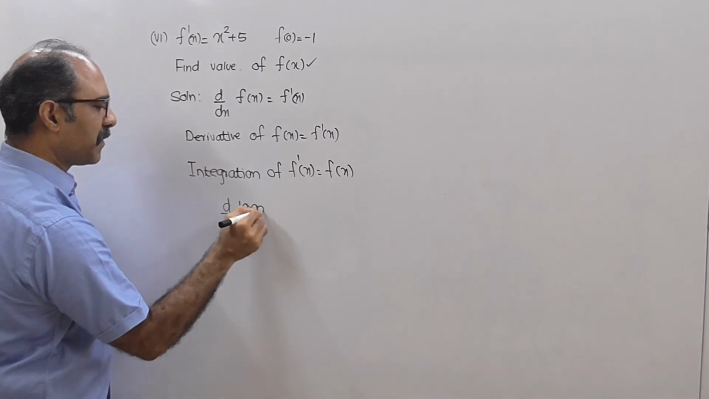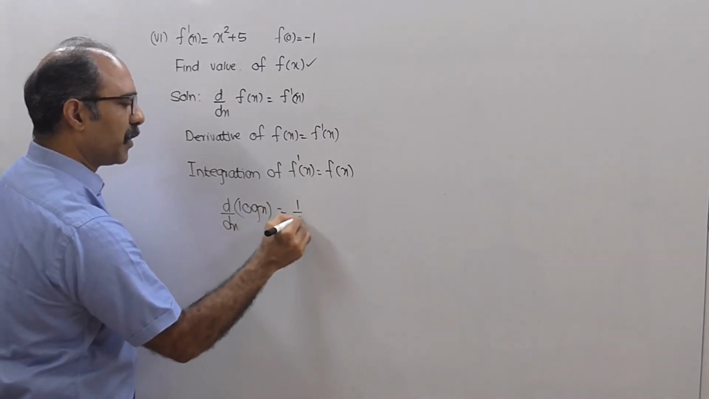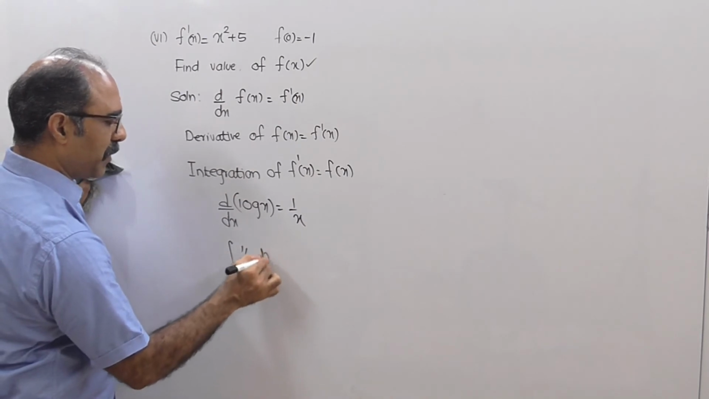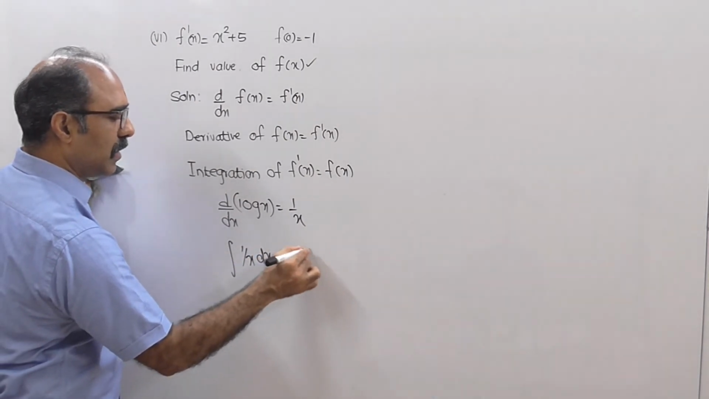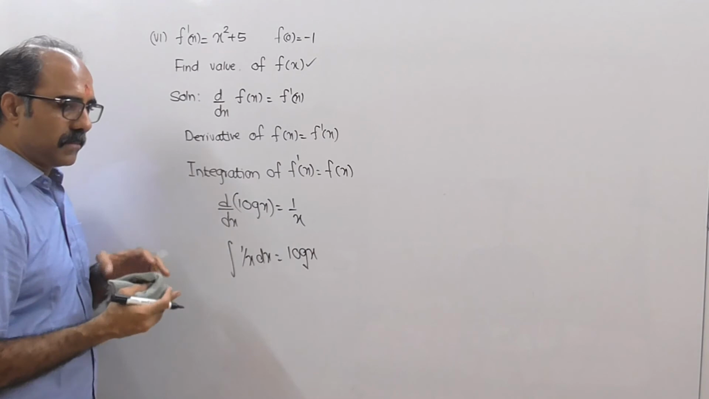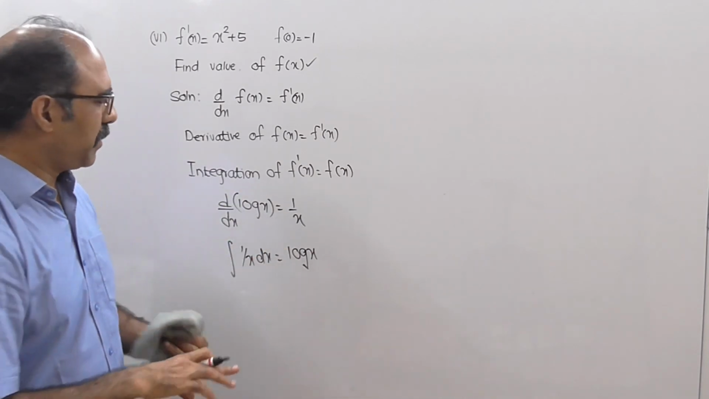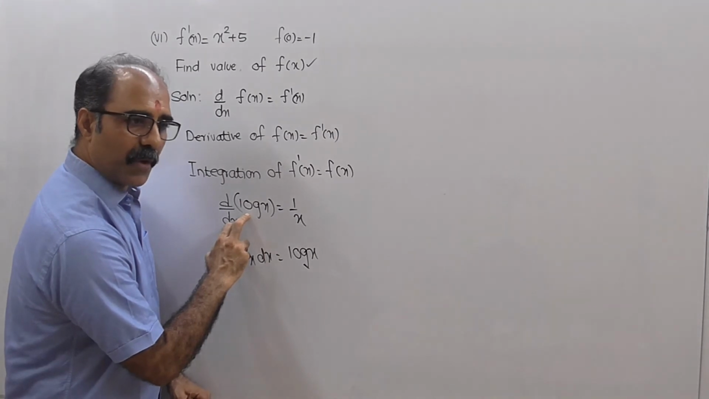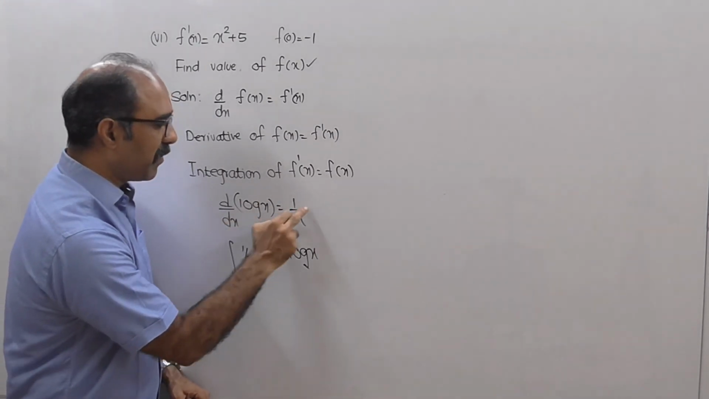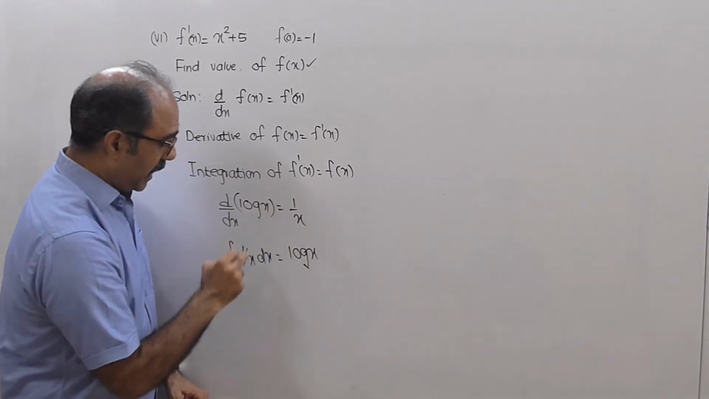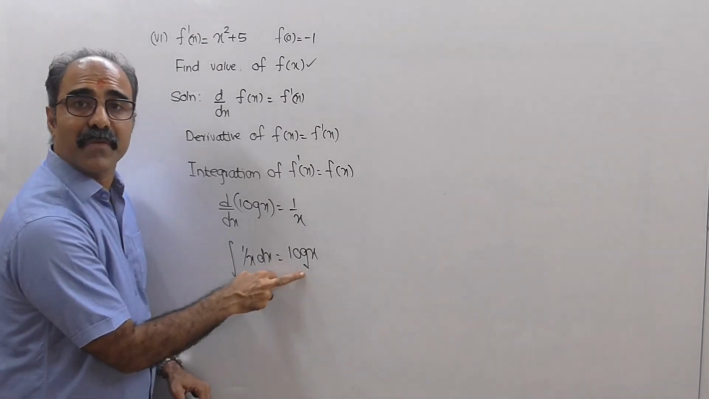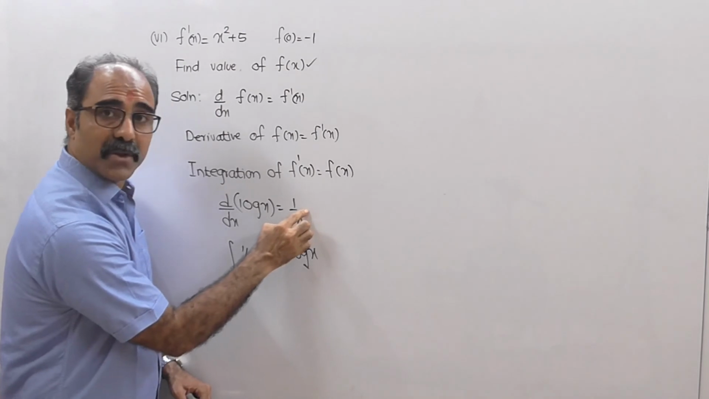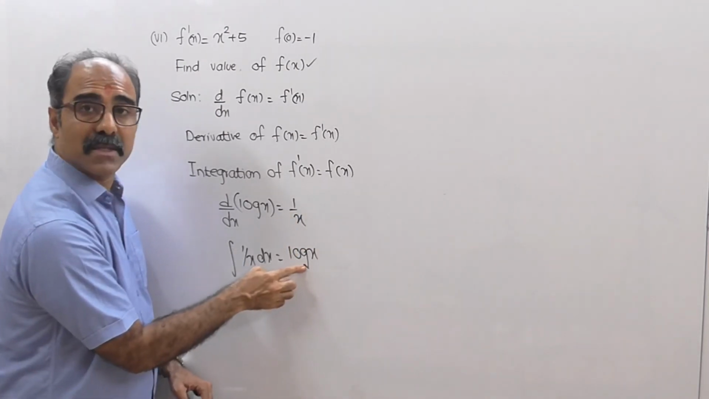D by dx of log x, I hope you know it is equal to 1 upon x. Similarly, integration of 1 upon x, I think that is equal to log x. I'm not writing that c and all that for the time being because you have to understand the concept. Like derivative of log x is 1 upon x, meaning derivative of f of x is f dash of x. Integration of f dash of x will give you f of x. Clear? Derivative of f of x is f dash of x. Integration of f dash of x is f of x.